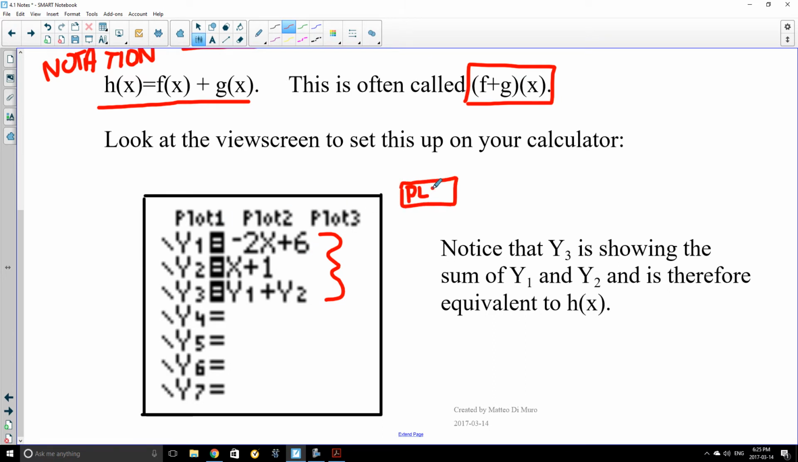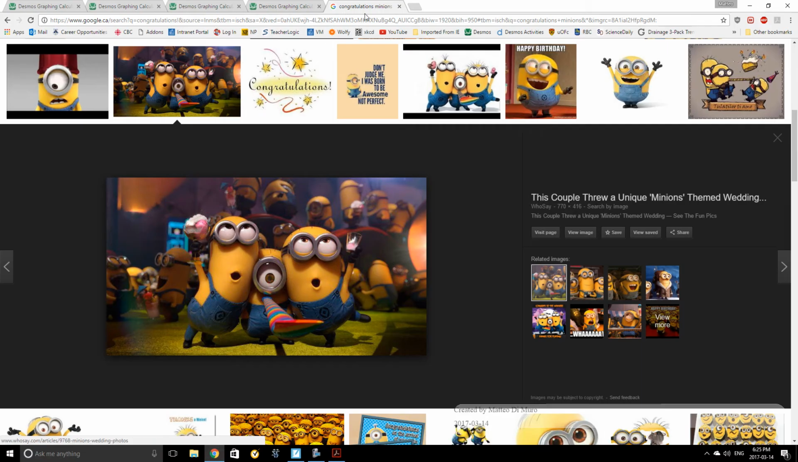When you access that button, you should see something like this. You can clear anything that's in there, and you can type those functions in, and then you can type in y1 plus y2 to add them together. I'm going to show you guys on Desmos. Oh, ruined the surprise.